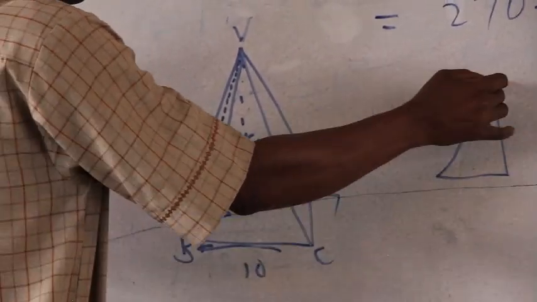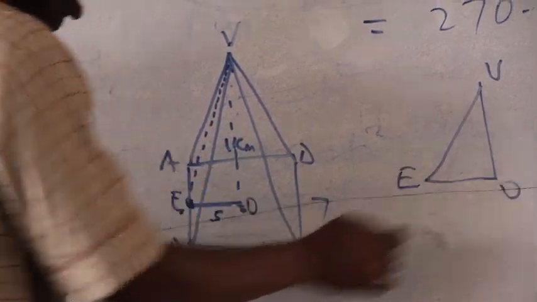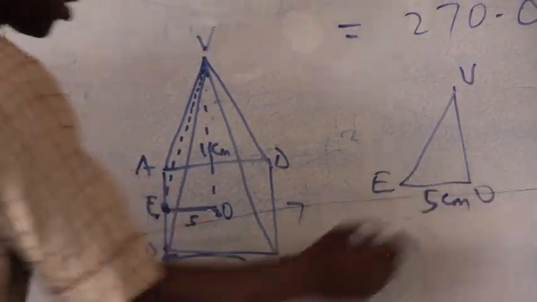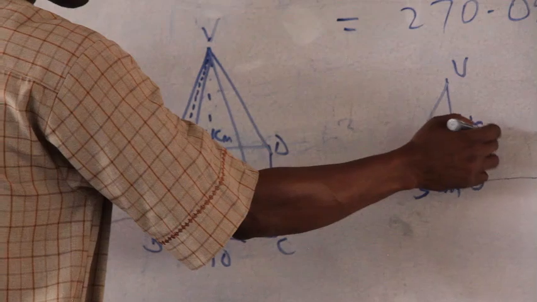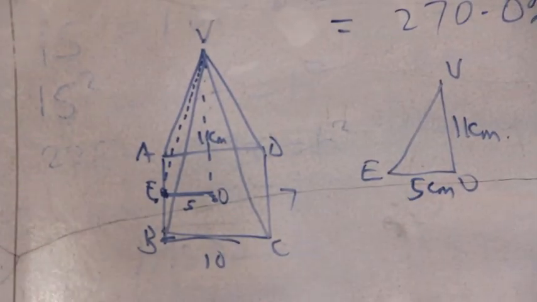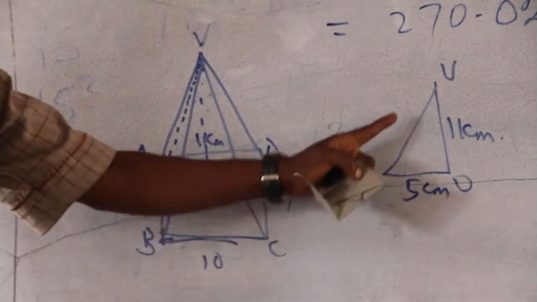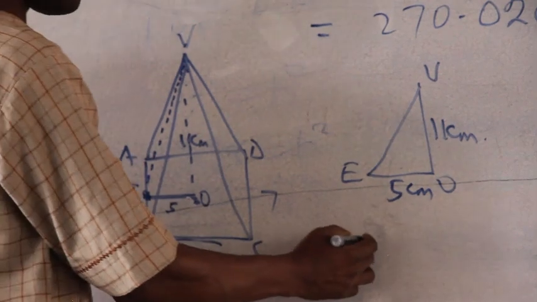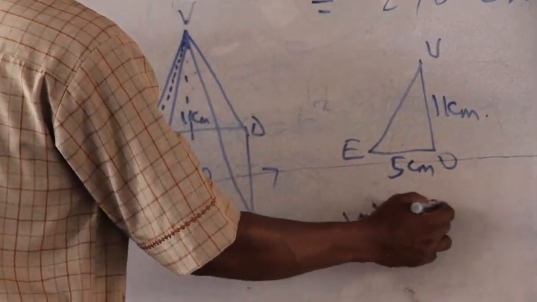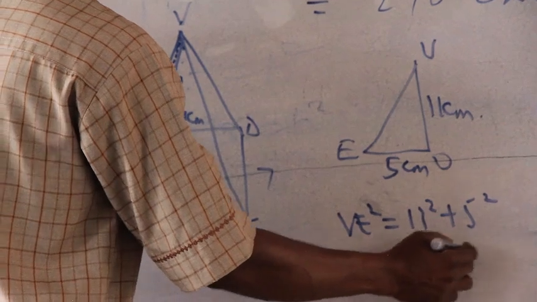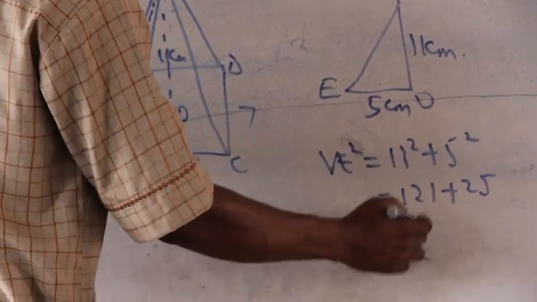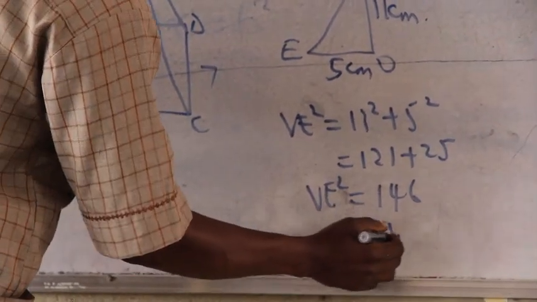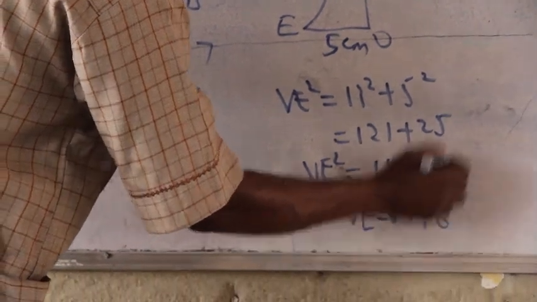We have this, V-E-O. This E-O is 5, which is half of 10, Abi. Then our height is still 11. Are you with me now? Then we have this. I want to get VE. By Pythagoras, VE squared is equal to 11 squared plus 5 squared. 121 plus 25. What do we have? 146, right? VE squared is 146. VE equals the square root of 146.